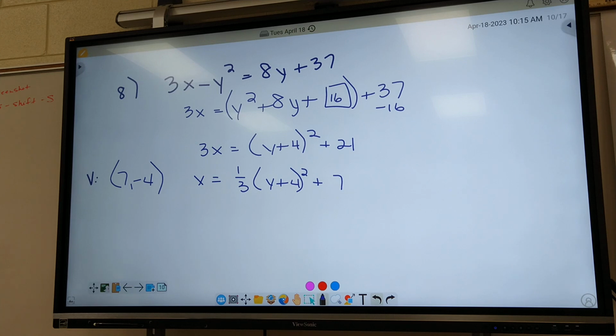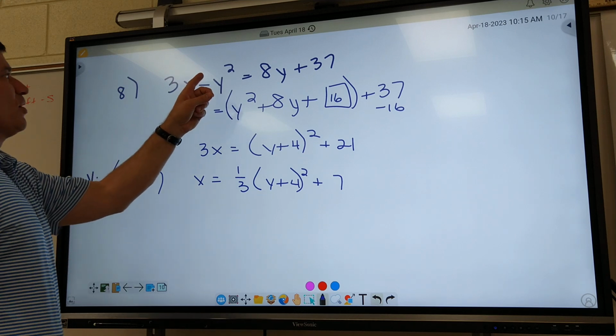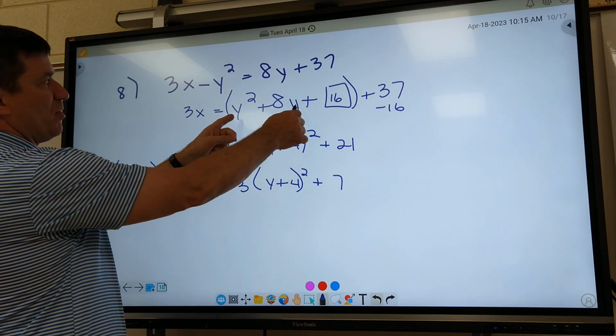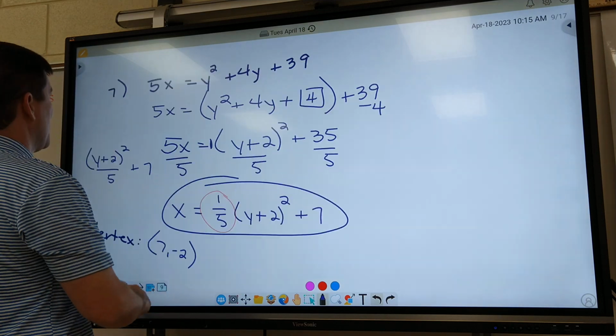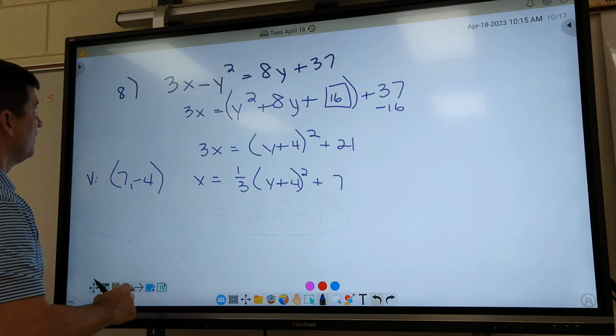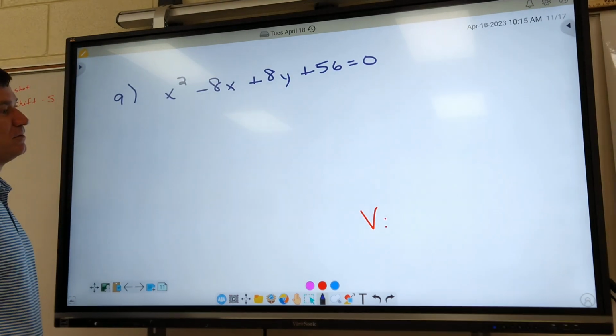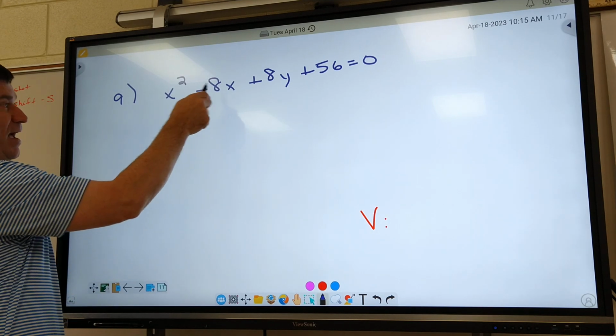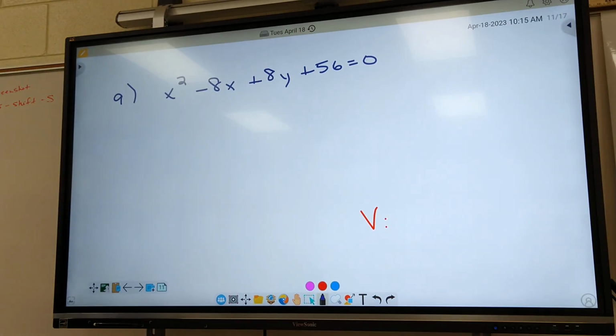All right, number 9 is different. Let me show y'all why number 9 is different. Look at it. Is it 9 that's different? Yep. All right, so look, I had a y squared and a y, so I know I'm going to make my group out of that, right? Look at number 7. Same thing. I had a y squared and a y. That's what I make my group out of. Now look at number 9. What do we got? We got an x squared and an x. So now we're going back to having the y equals instead of the x equals, but you do it all the same way except for writing the vertex.